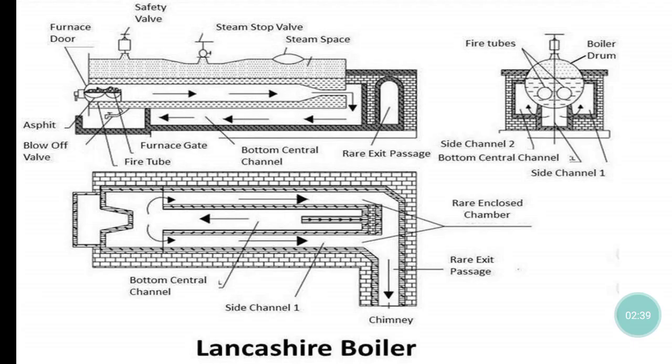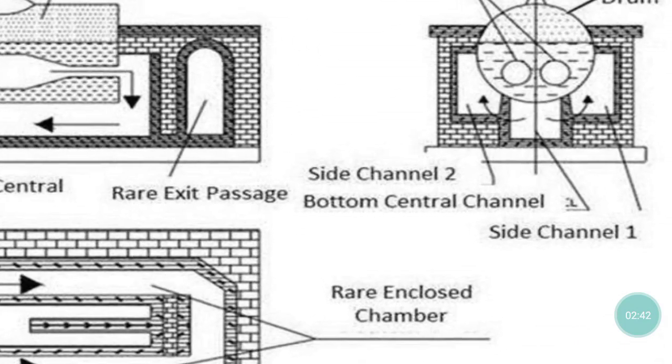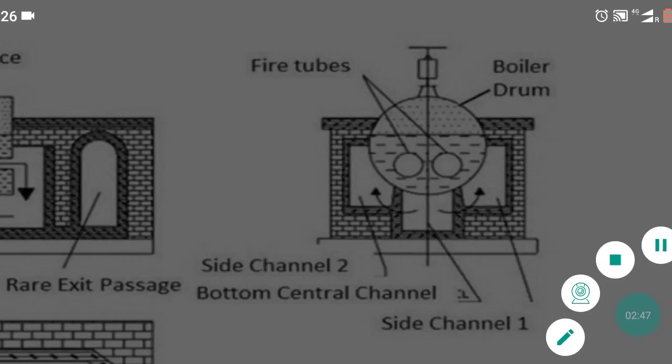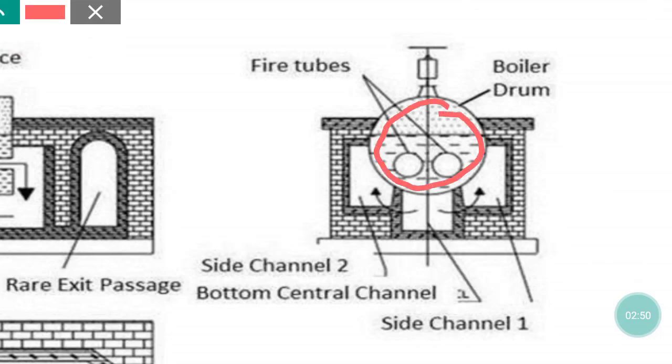So friends, as we can see in the figure, this is the front view of the Lancashire boiler. Here we can see that this is the water drum, and inside this water drum there are also two tubes which are fire tubes, and the hot gases flow inside these tubes, and the drum is situated on the bricks. This is the bricks, and there are three spaces created, first, second and this bottom one, and the hot gases flow also from these places.